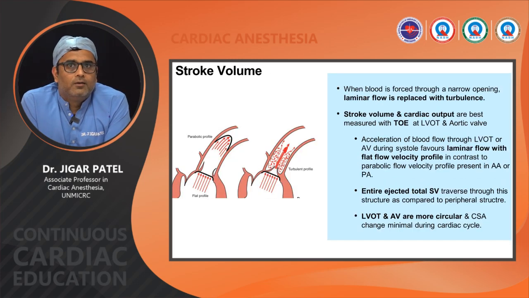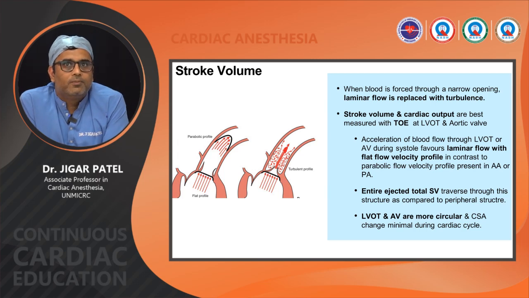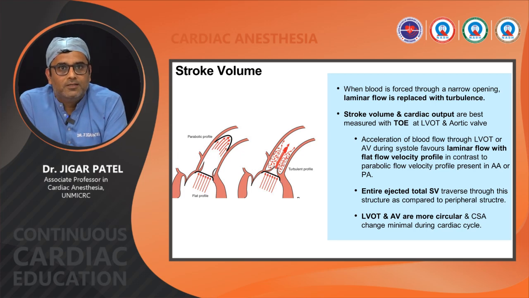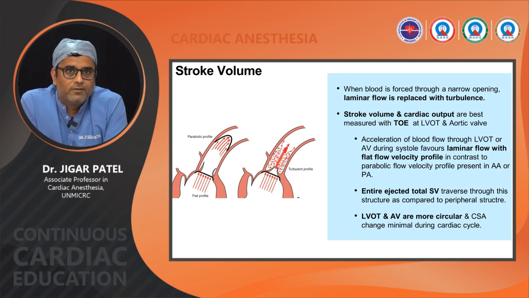So when blood is forced through a narrow opening, this laminar flow is replaced with turbulence. Generally, there are three types of flow. First, as you see in this LVOT, there is a flat profile or laminar flow, so each part of the flow has equal velocity. When this flat laminar flow goes into the ascending aorta, it is converted into a parabolic profile. Here the most central part has higher velocity and the peripheral part has lower velocity.